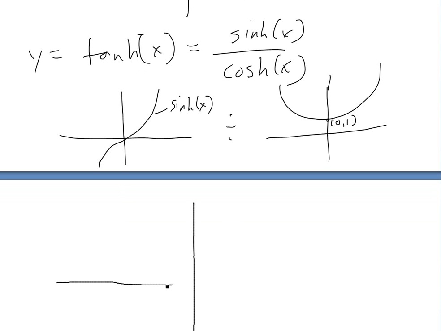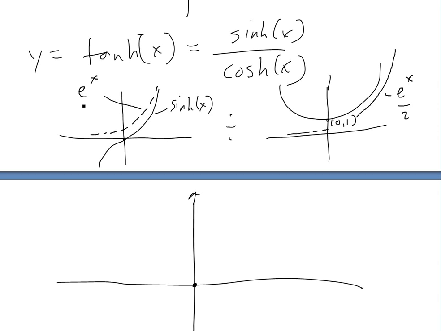So if we were to draw what tangent is, it's a division of these two. So then we would have something like this, where at 0 we'll have 0 divided by 1. So we're going to have 0. And then at the ends here, we know that this is an asymptote. This asymptote is e to the x over 2, and this is the same asymptote right here. So then at infinity, we're going to have this divided by this, and it's approaching 1. So it's approaching 1 here.